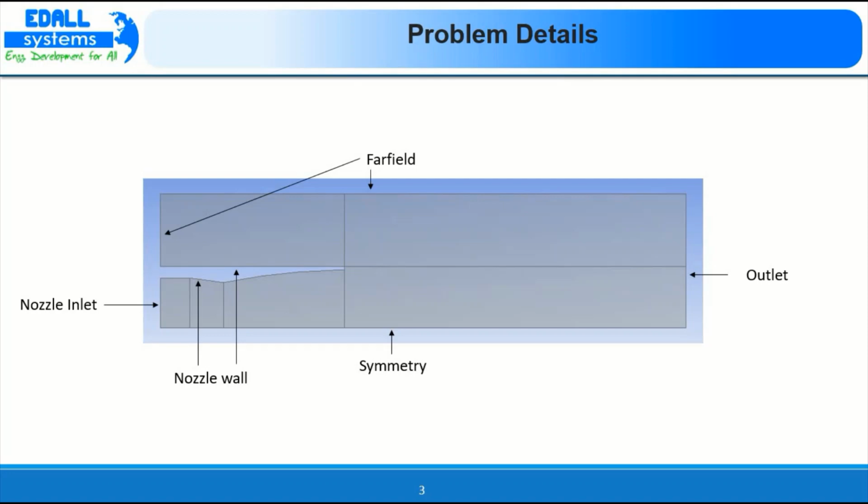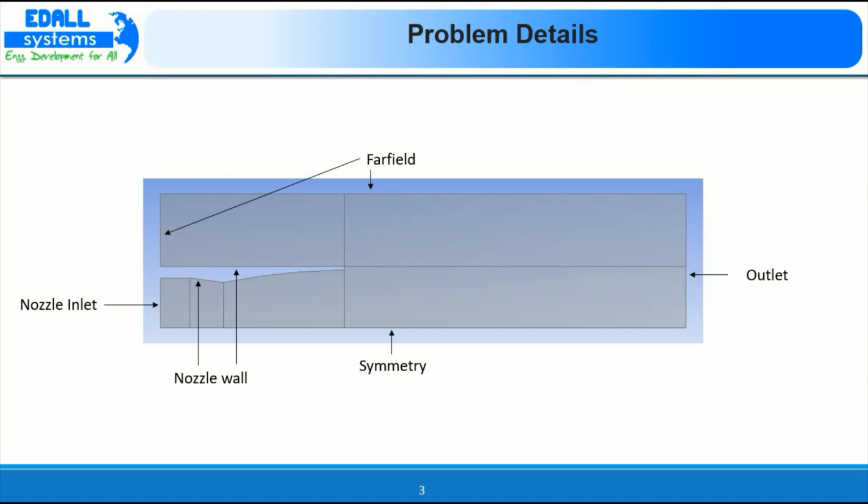So this will be the 2D geometry we will be using for the problem. We will have a nozzle inlet, so from here the hot exhaust gases will be expanding throughout the length. The flow is moving from the left side to the right side, that is the direction of the flow. Then we have an outlet.